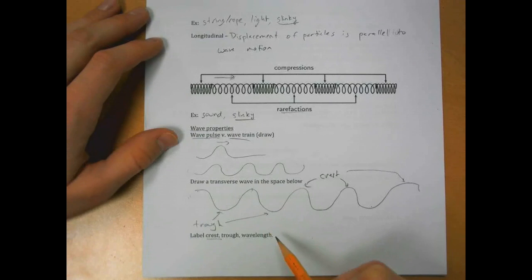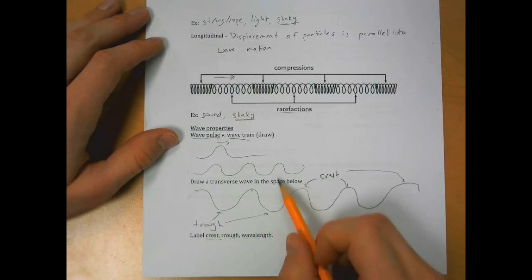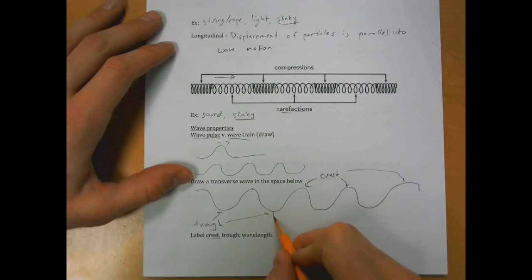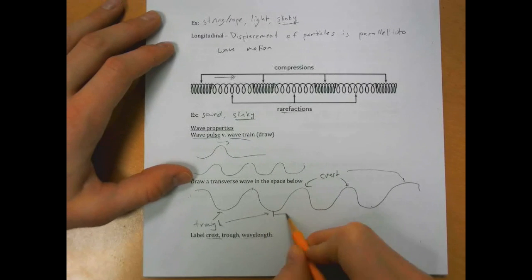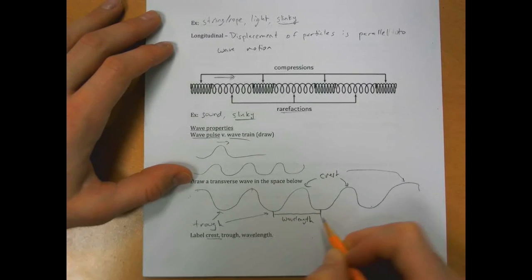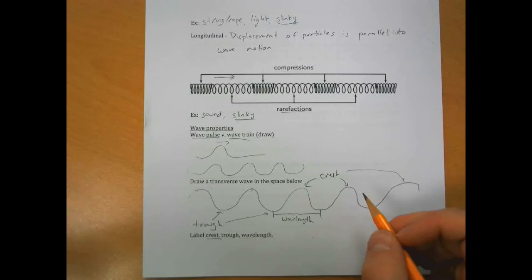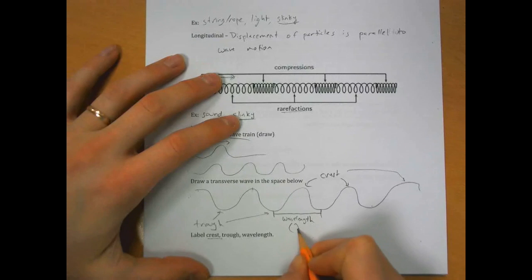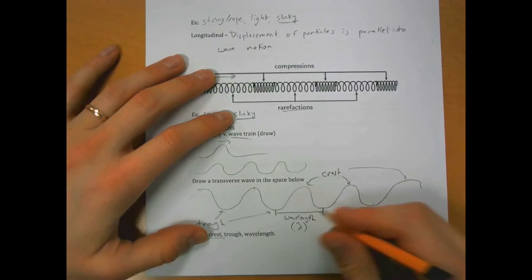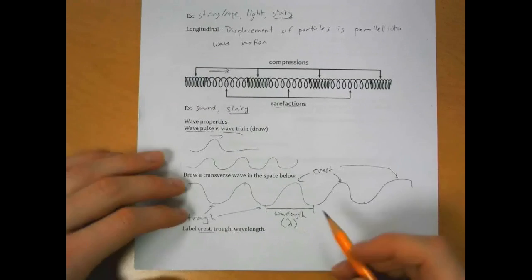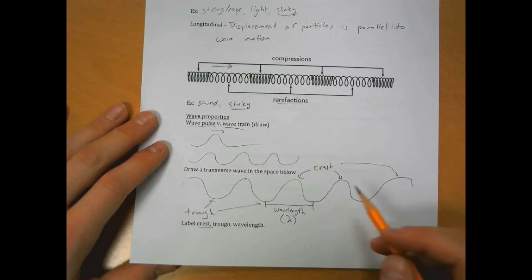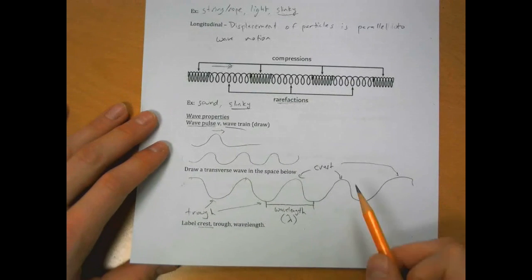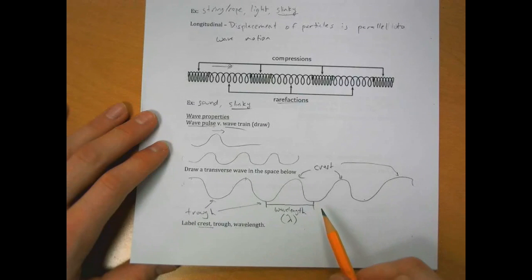Wavelength is kind of the same thing, but if you're graphing displacement in one direction versus displacement in the other direction, the wavelength is from crest to crest or trough to trough right there. That is the wavelength. It is just a distance, so it has units of meters or whatever. The variable for wavelength is the Greek letter lambda. That's what we'll be using throughout the chapter, so that's good to know. So these are different wave properties.